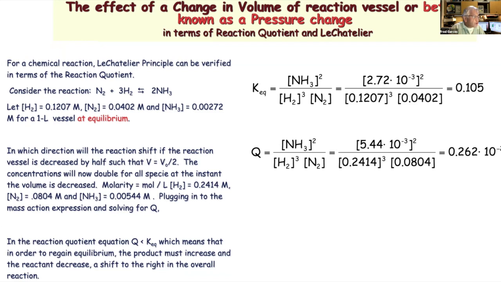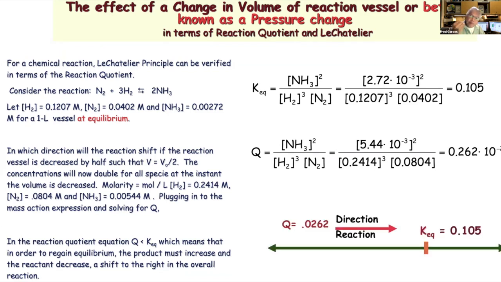Therefore, the left side is more sensitive to pressure. An increase in pressure to this overall reaction, therefore, shifts the reaction to the right, based on that teeter-totter analogy. A decrease in pressure will cause this reaction to shift to the left, because the left side is more sensitive to pressure. So that's what I mean by paying attention: the math agrees with the concept.